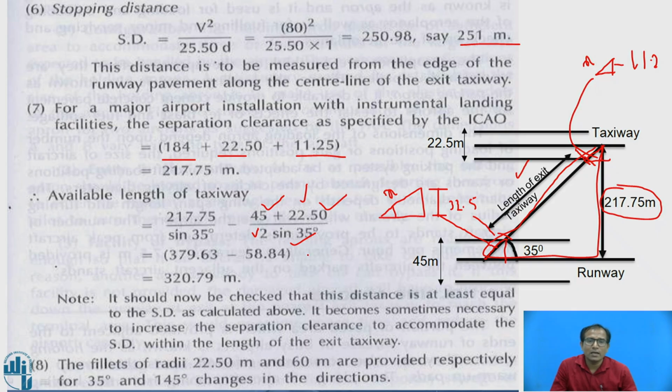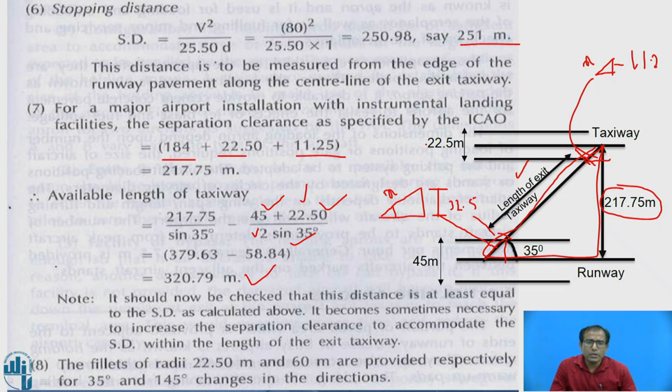So with this we get the net length of this exit taxiway. So we can calculate by this equation, and finally we have got 320.79 meter as the length of the taxiway. Try to ensure this length should be more than the stopping sight distance. So 251 meter is less than 320, hence the calculated length of the taxiway is correct.